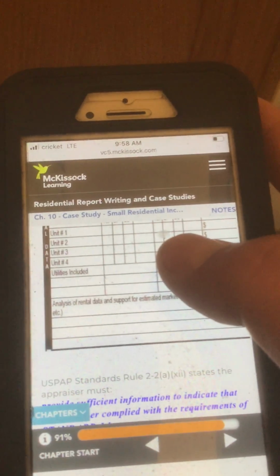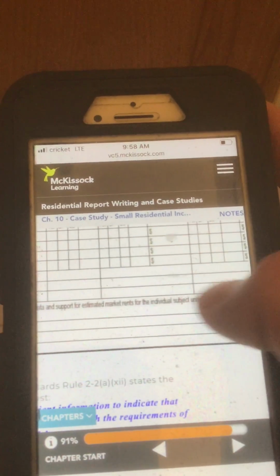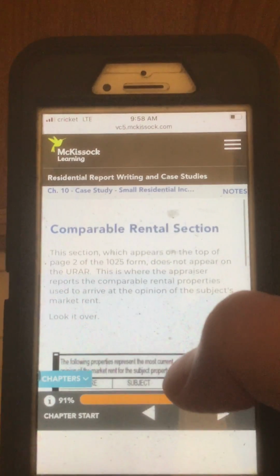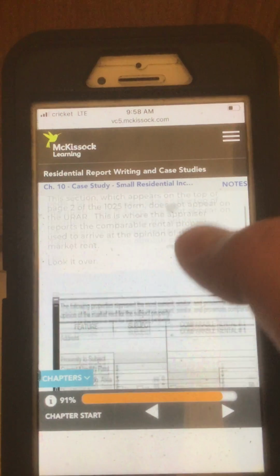Residential report writing and case studies. Chapter 10, case study, small residential income property. Comparable rentals section continued.